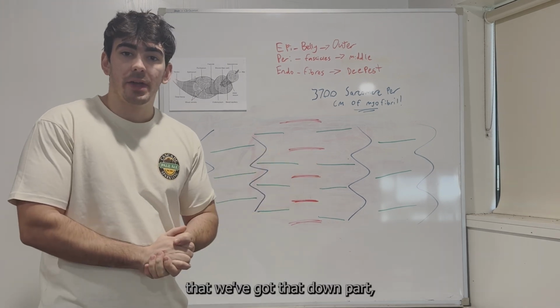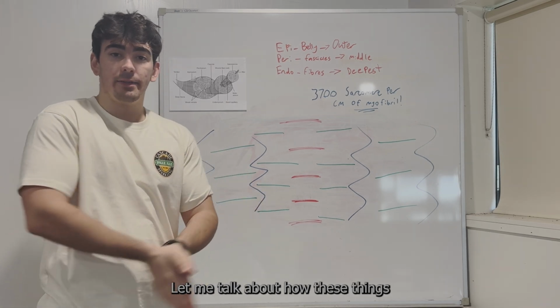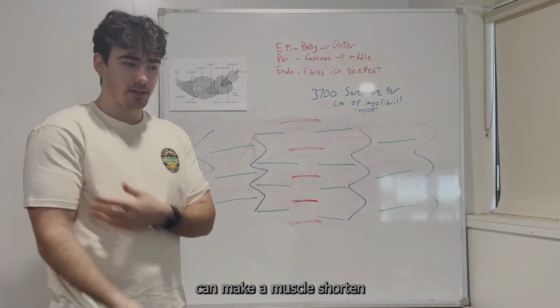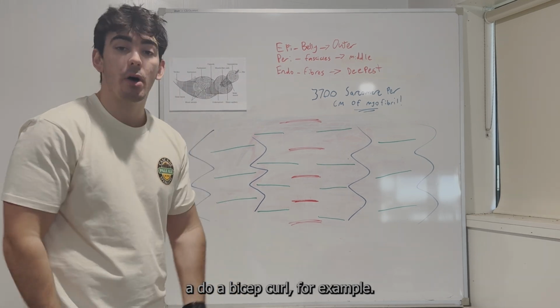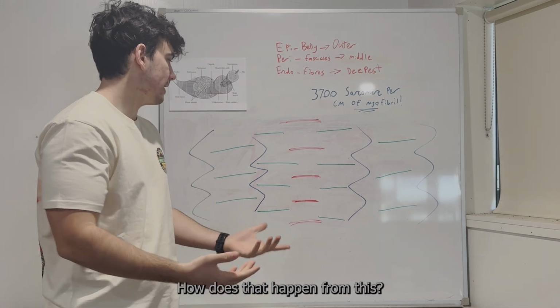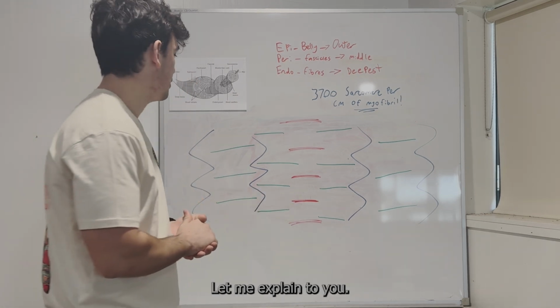So now that we've got that down pat, hopefully there's no confusion. I'm going to talk about how these things can make a muscle shorten and how you can do a bicep curl, for example. How does that happen from this? Well, it's a very good question. Let me explain it to you.